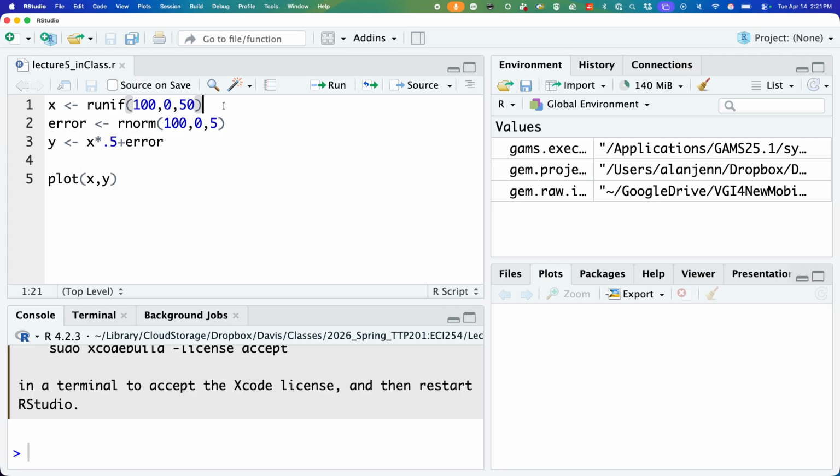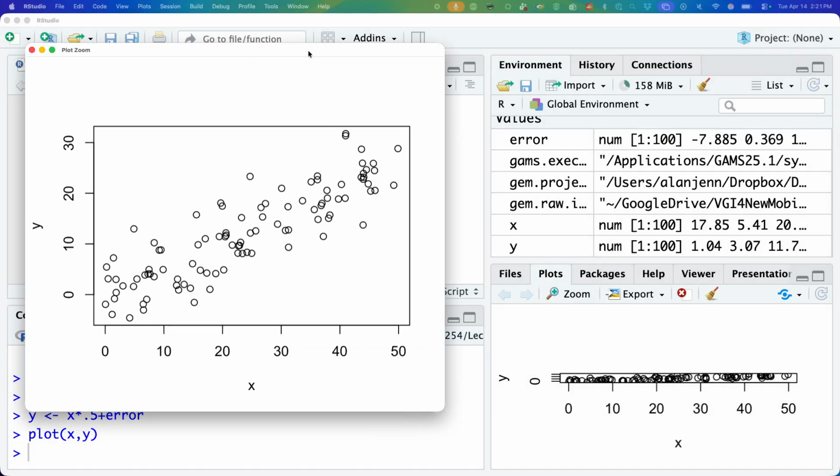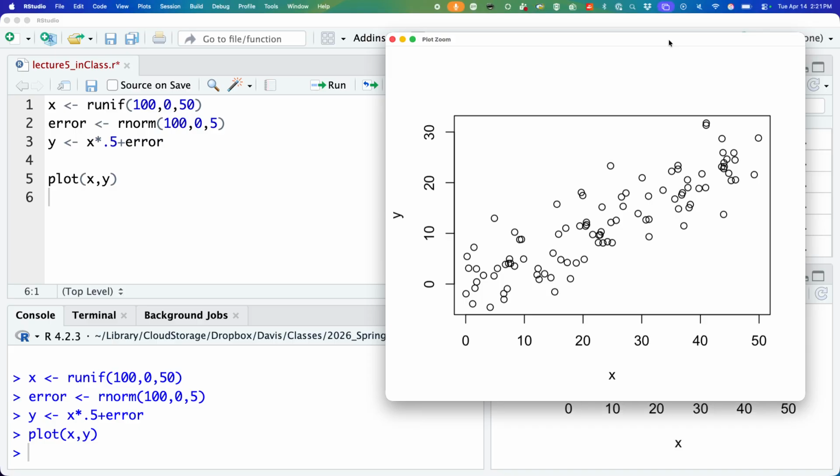All right, so let me run all this stuff. And here we are again, right? So this is the same kind of plot. Well, not the exact same because we're doing random draws, but basically the same random set of data points we've been using.